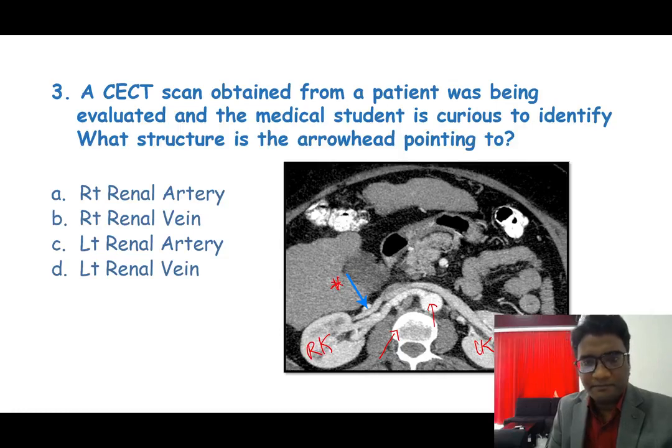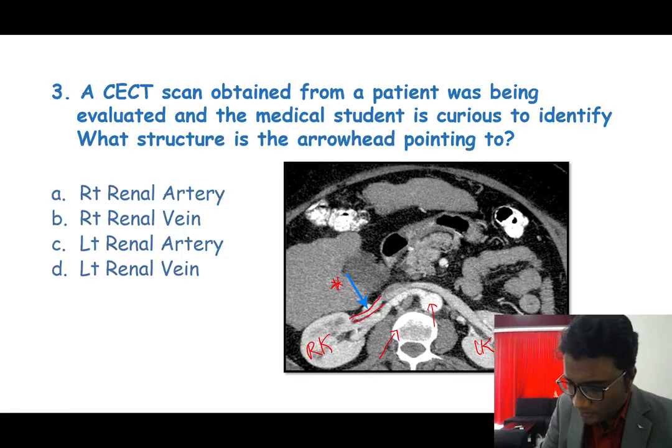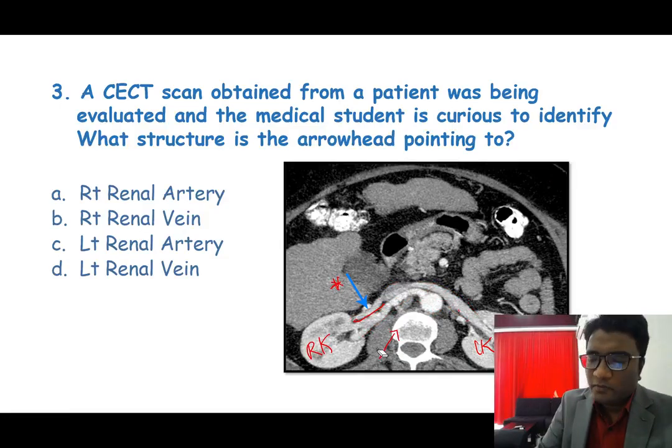Let me trace them. This anterior vessel is going and opening into a structure here, and there is another vessel coming right towards the left kidney. And if I look below, I can see another vessel which is coming and opening into this contrast opacified area. So there are two vessels here. One is the renal artery and one is the renal vein.